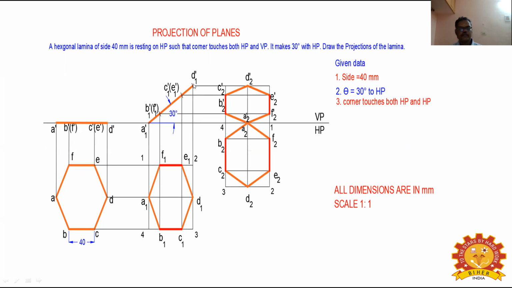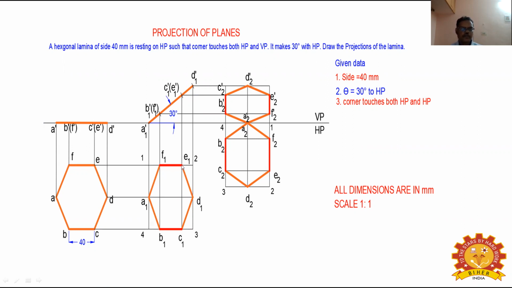Okay. After transferring these points, from D1 dash, C1 dash, B1 dash, A1 dash, draw a vertical line. From the top, you draw a horizontal line. Mark A1, B1, C1, D1, E1, and F1. Okay.